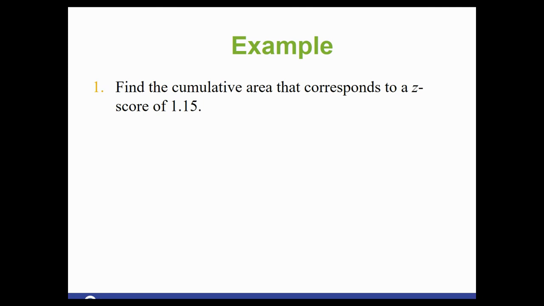Now here's one of our first examples. Find the cumulative area that corresponds to a z-score of 1.15. Now the first thing you might think to yourself is it doesn't really say, do I want to the left, to the right, in between? It just gives me a z-score. If it doesn't say, then it is automatically to the left. We want everything to the left of that spot.